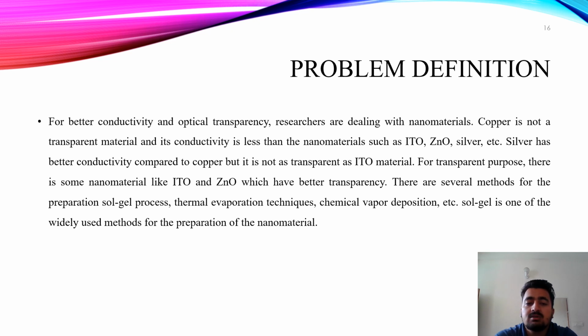For the transparent purpose, there are several materials like ITO and ZnO which have better transparency. And there are several methods for preparation of these nanomaterials: solvent process, thermal evaporation process, chemical evaporation, and the solder is one of the widely used methods for preparation of the nanomaterial.